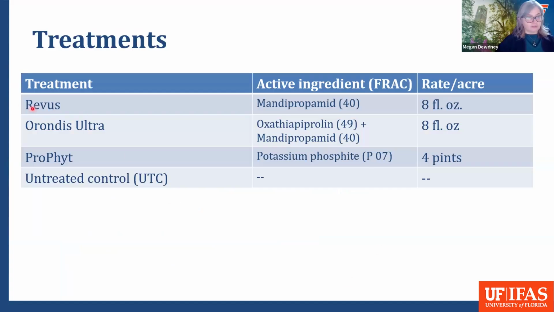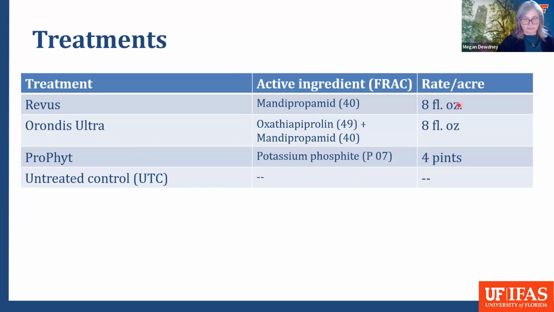So we looked at Revus, which is a newer product from Syngenta, mandipropamid. It's FRAC group 40. Then Orondis Ultra, which is oxathiapiprolin mixed with mandipropamid, so a mixture of 49 and 40. I do want to mention that Revus is not registered for anything but brown rot control. It is registered for use in nurseries, so that makes it somewhat of a unique product. Orondis Ultra is registered for both fruit and root rot applications. And then there's Prophyte, potassium phosphite, a pretty standard treatment for brown rot.